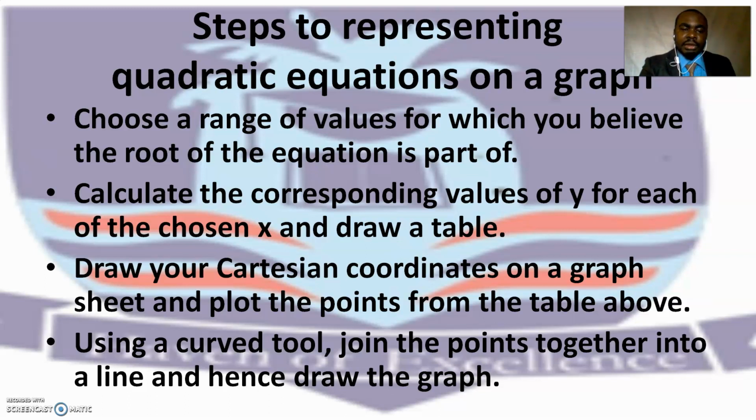Finally, when we've gotten our range, we have to calculate the corresponding values of y for each of the chosen values of x. So if our range of values is -1 to 2, for example, then we need to find out what will be the value of y when x is -1, what will be the value of y when x is 0, what will be the value of y when x is 1, and so on. When we have gotten those corresponding values and drawn them in a table, then we need to plot our points on a Cartesian coordinate and use a curve to join the points together to get a curved line graph.